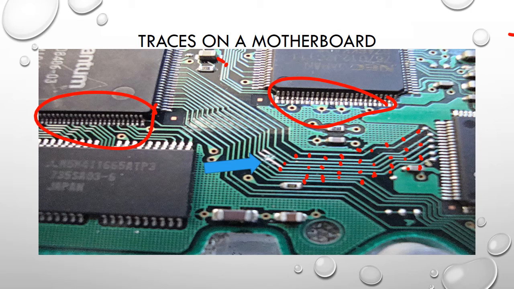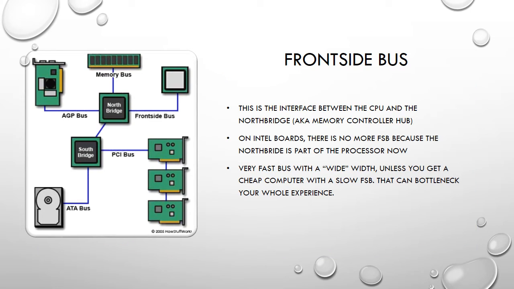So the traces are basically the communication buses, but the buses include the protocol, they include the pathway, and they include the speed, they include the bus width and all that stuff. Protocol is just the rules for how they communicate. So let's take a look at some of the important buses. We have the front side bus. So the front side bus is the bus that is between the processor and the north bridge.